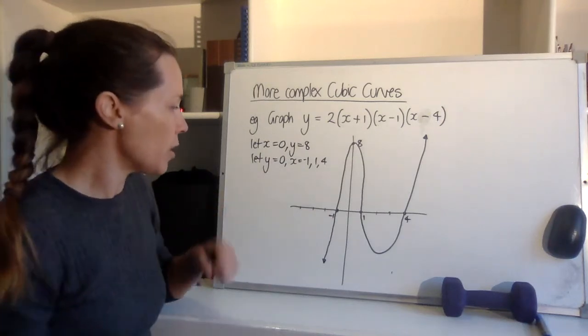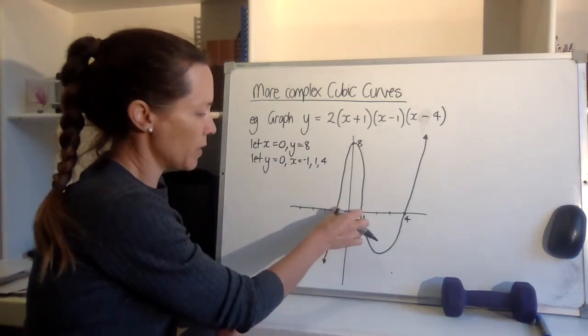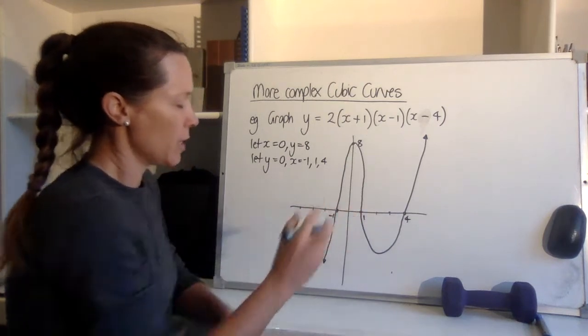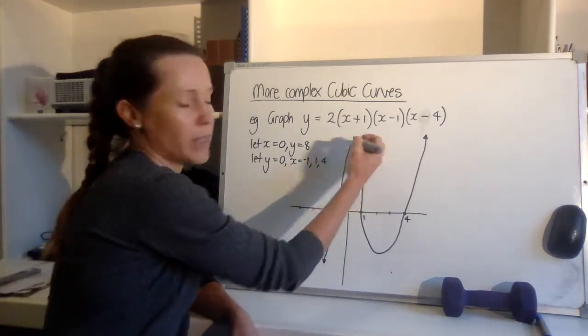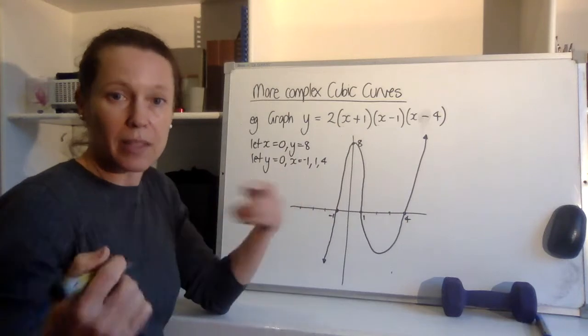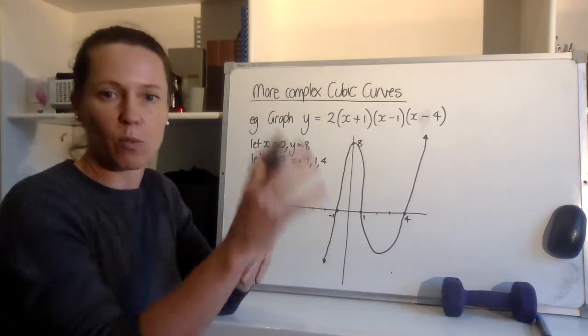Now, it's important to notice that even though these two intercepts are equidistant from the origin, that doesn't mean that this high point is necessarily equally between them. This is not a parabola. It's going to have a wonky shape.